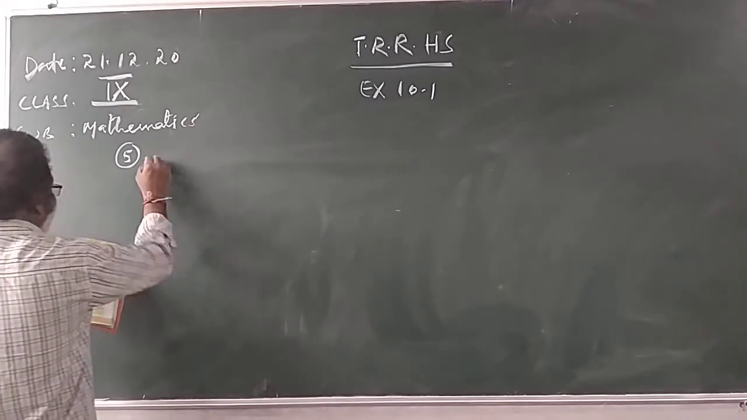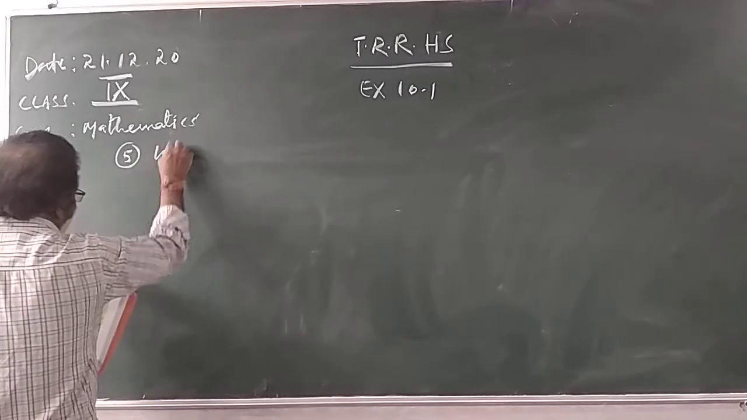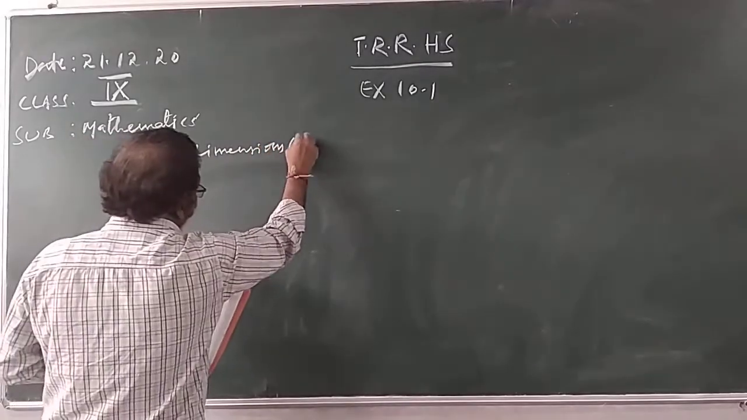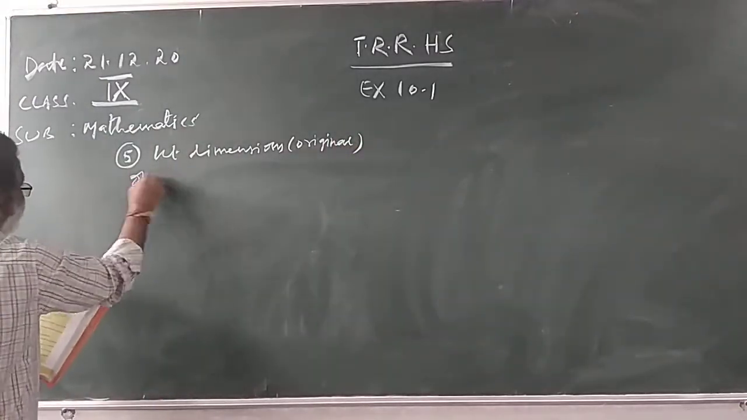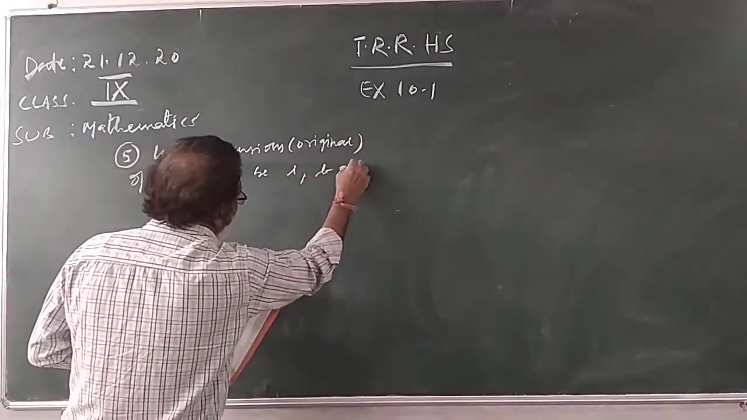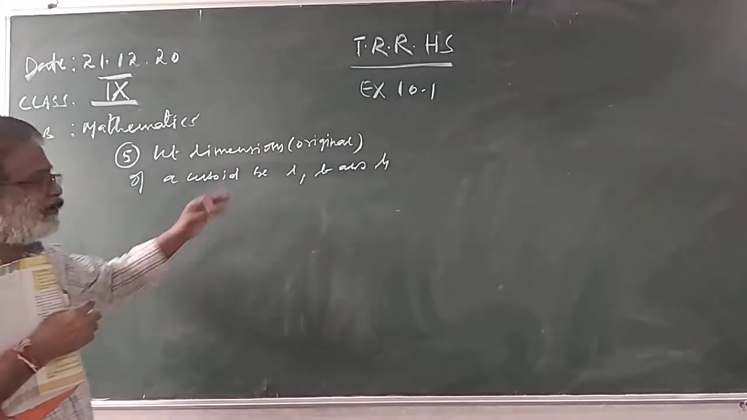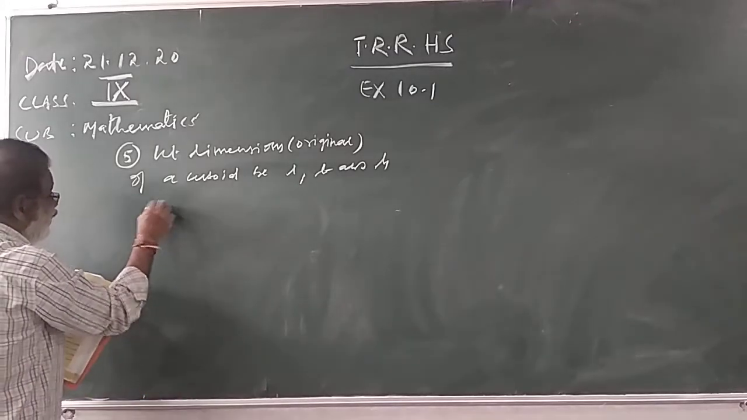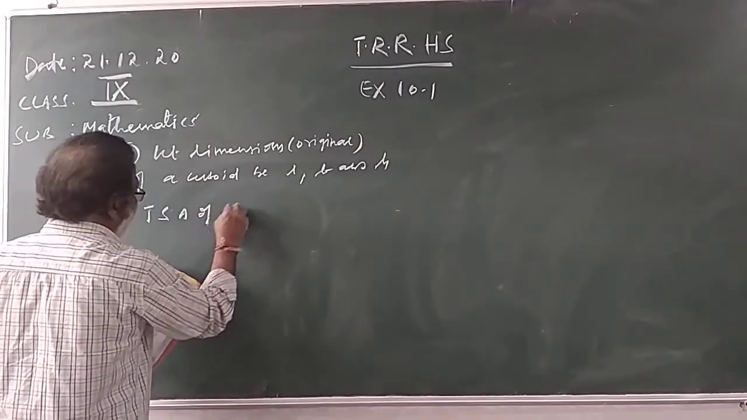Yes, here the first question is, what are the dimensions of the cuboid? Let the original dimensions of a cuboid be L, B and H. L means length, B means breadth, H means height. These are the original dimensions. When the original dimensions are L, B, H, what is TSA? TSA, total surface area of a box.